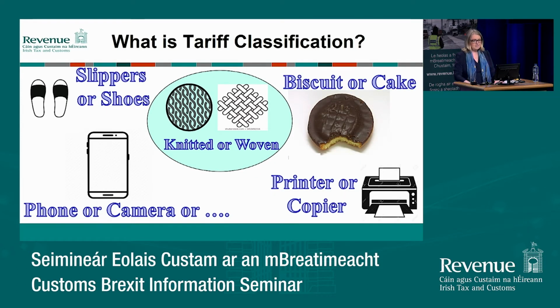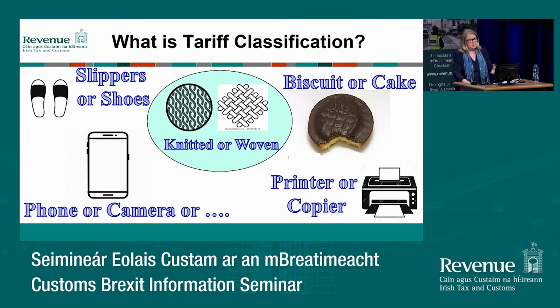So what is classification? Well, the legal explanation for it is that we are trying to reach a decision on the classification code for a particular product. And that sounds quite simple, but I've just put up on the screen here some examples of some of the more challenging products that have been before classifiers over the years. If you look on the top left-hand side there, slippers or shoes. Are they slippers or are they sliders, and therefore shoes?